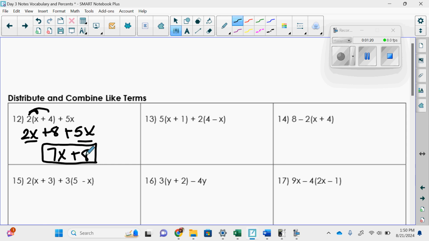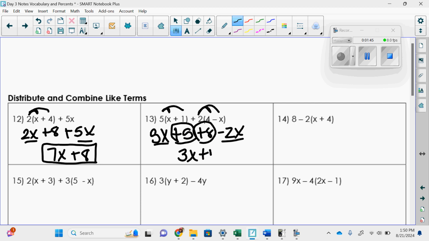All right, number 13, let's distribute that 5. So that gives us 5 times x is 5x, 5 times 1 is 5. And now let's distribute that 2. 2 times 4 is 8. 2 times negative x is negative 2x. Combine our like terms, 5x take away 2x gives us 3x. 5 plus 8 gives us 13. 3x and 13 are not like terms, so that's as far as we can go.